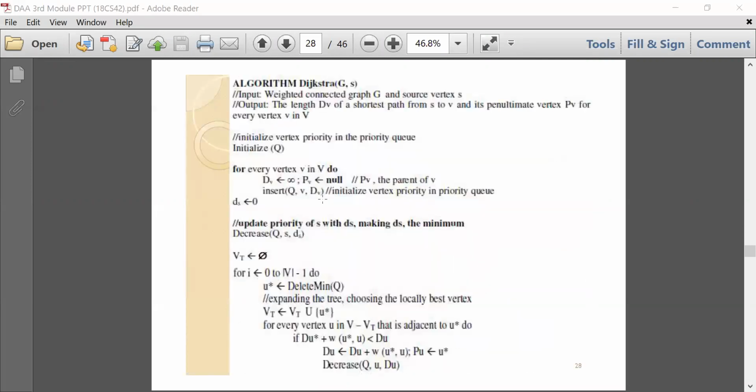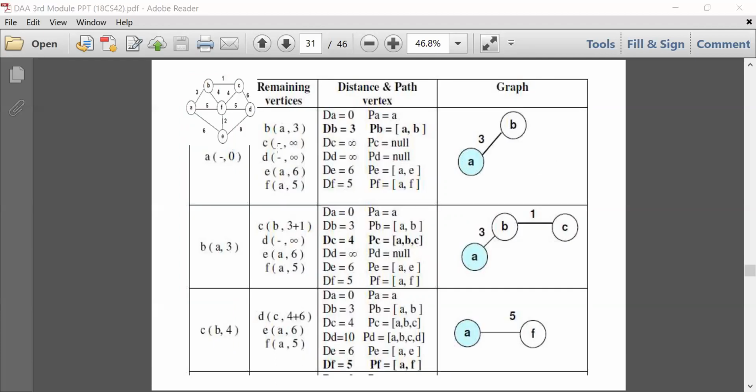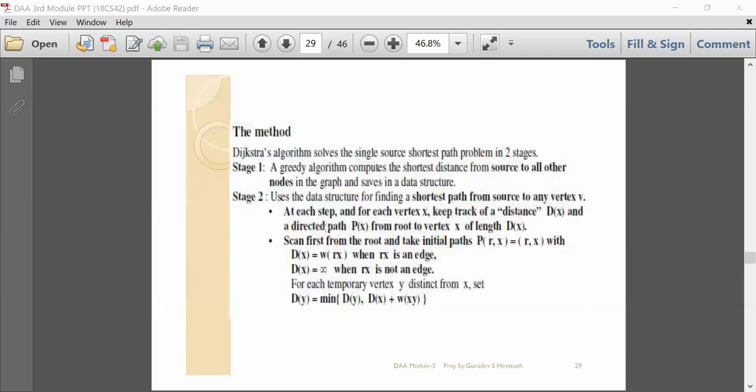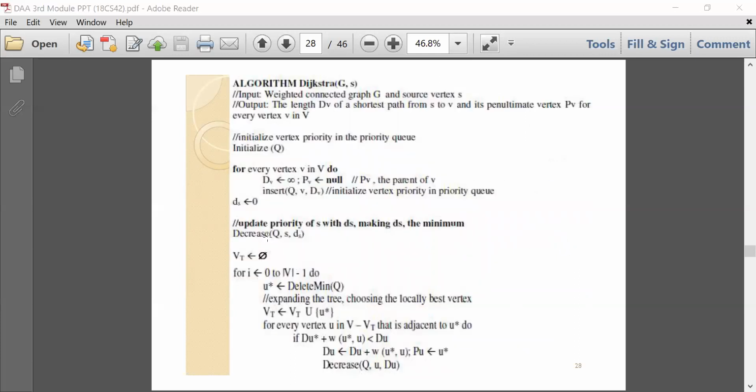Insert is what I pick from here and insert here. Delete is what I delete from here. Then nothing but the decrease operation. So delete minimum, I delete and call it U star.